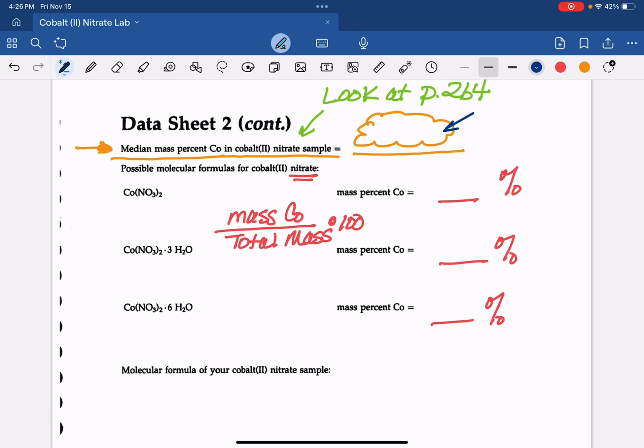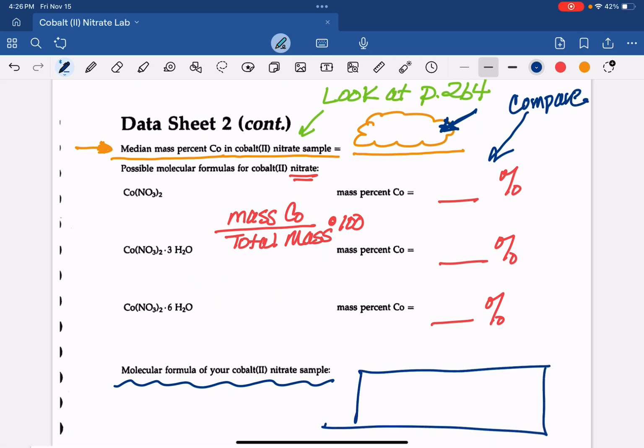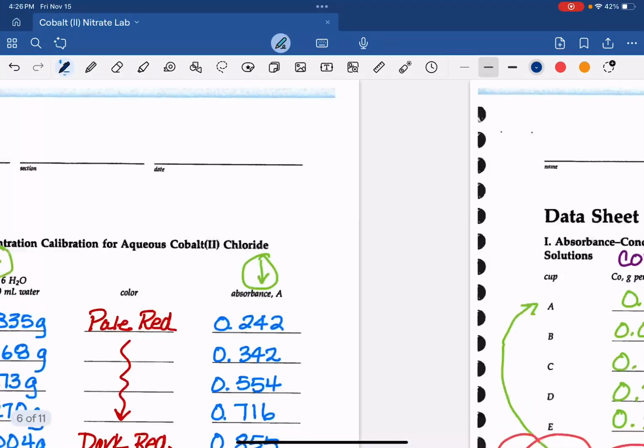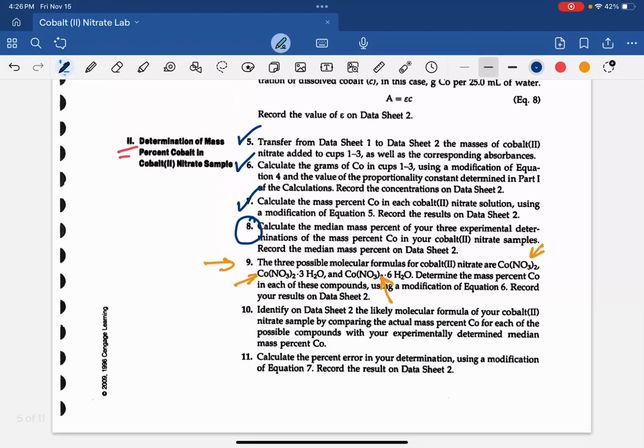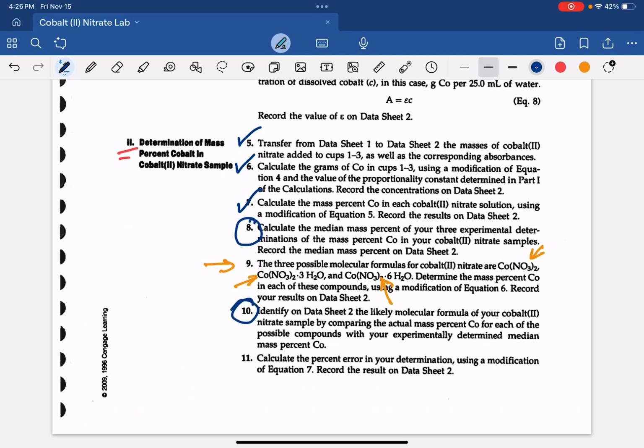Last part of this is you want to figure out your molecular formula. So you're going to look at your median and compare it to those 3. After you compare it, you're going to write your formula. Whatever your formula is out of these 3, is it this one, or this one, you're going to decide that. The instruction sheets tell us to do that. So that's step number 10.